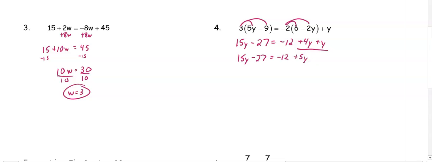So here the smaller variable is 5y, so we are going to subtract that from both sides. 10y - 27 = -12. We can add 27 to both sides, so we get 10y = 15. So when we divide by 10, 15 is not divisible by 10, so we're just going to reduce that to 3/2.